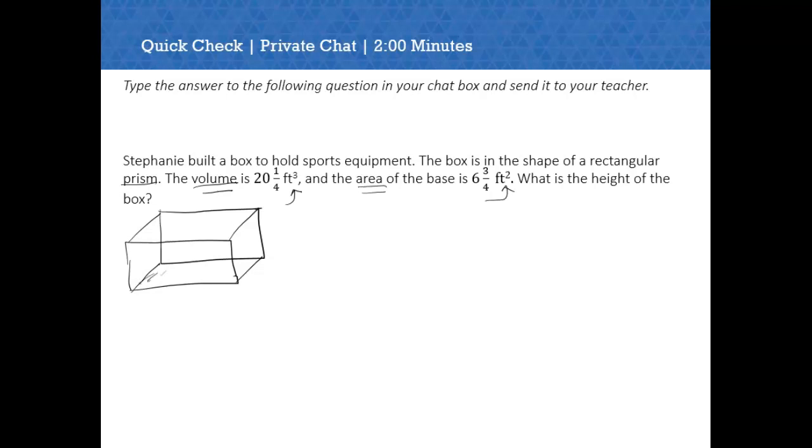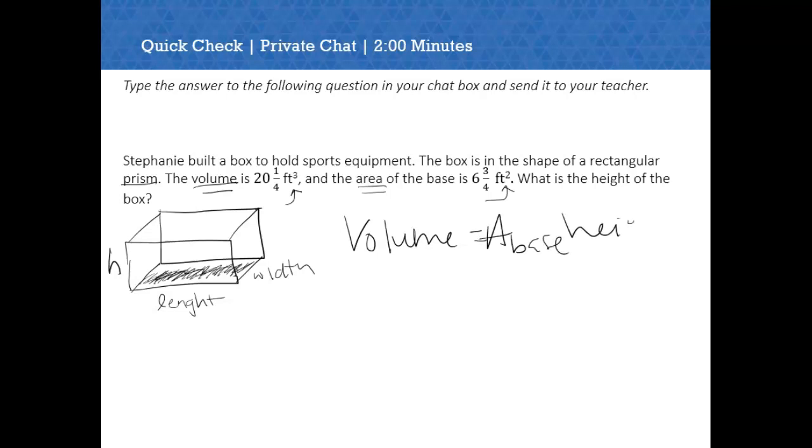So the base, they already gave us the area. So the length times width, they already gave us, so we don't have those individual measurements, but we have the area, which is length times width. They want to know the height. So just like in all of our other shapes, the volume, we have the area of the base times the height.